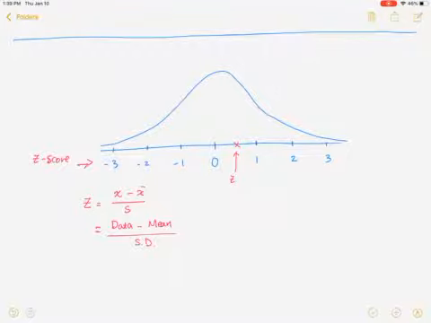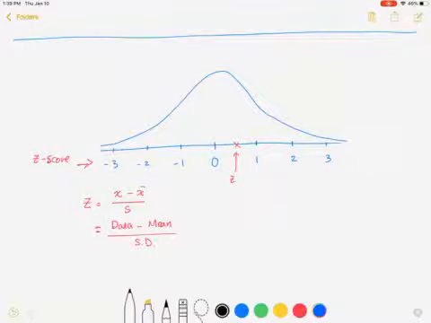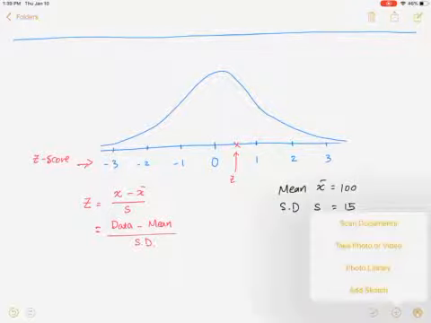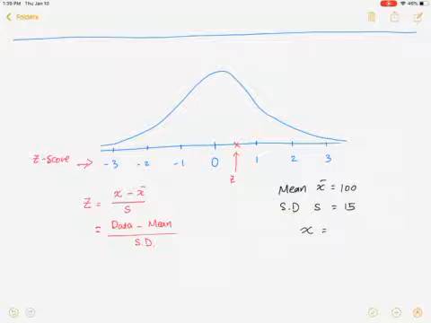For example, if I have a mean of 100 and my standard deviation is 15, and I want to know about my data x being 130, for example, what is the z-score for x equals 130? Where is it located?